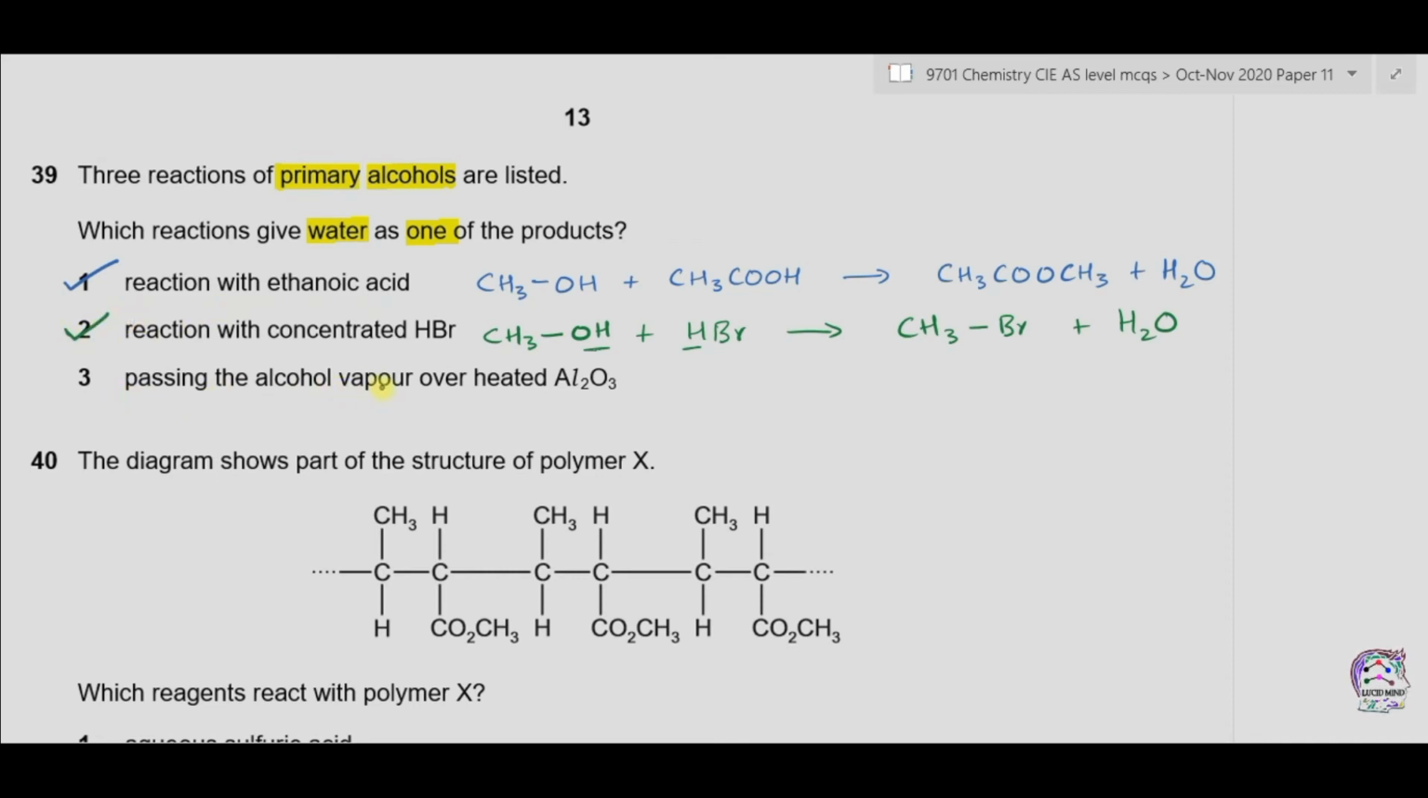3. Passing the alcohol vapor over heated alumina. We can write the equation. We have ethanol, and when it is passed over heated alumina, which acts as a catalyst, alkene is formed along with the removal of water. So option 3 is also correct. As all 3 options are correct, answer is therefore A.